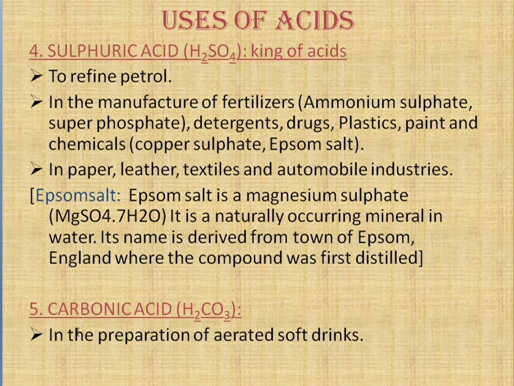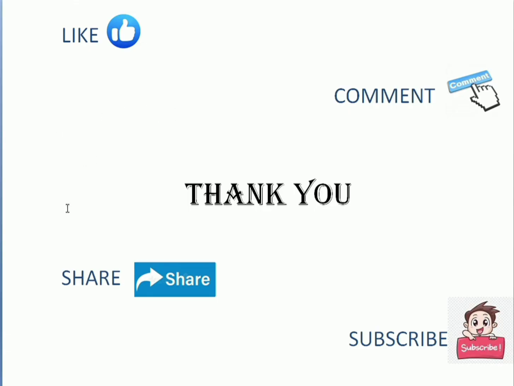The fifth acid is carbonic acid, H2CO3. It is used in aerated soft drinks. Whatever soft drinks you drink now, in their preparation they use carbonic acid, H2CO3. Remember the chemical formula and the uses of all these acids. I hope you understood the concept of acid, base and salt. In that, I have done acids. In the next video I will discuss bases, their properties, meaning and uses. I hope you understood the concept very well.